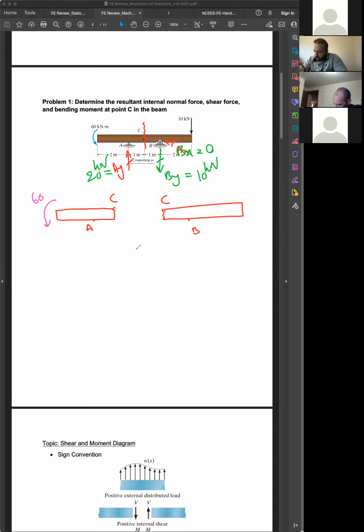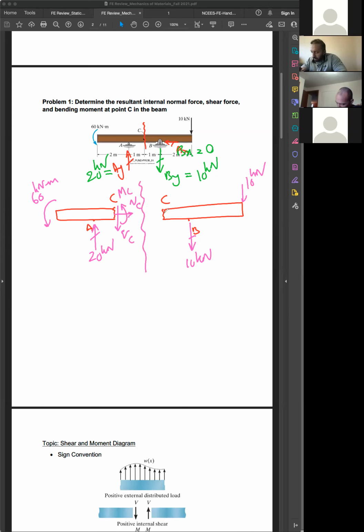You have a 60 moment. You have a 20 force. Here you have a 10 force. Here you have a 10 force. All right. At the location of cut, you need to show the internal forces. So you need to go with the sign convention, outward positive for axial. For shear, you need to rotate the system clockwise to be positive, and the moment arrow upward.